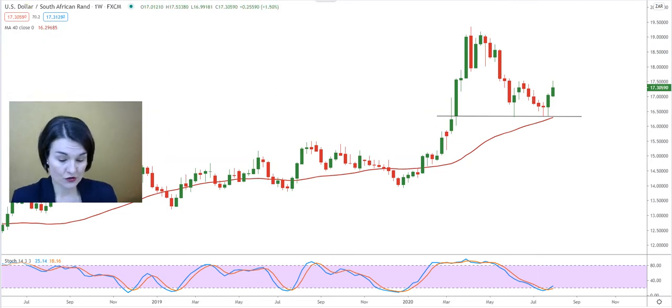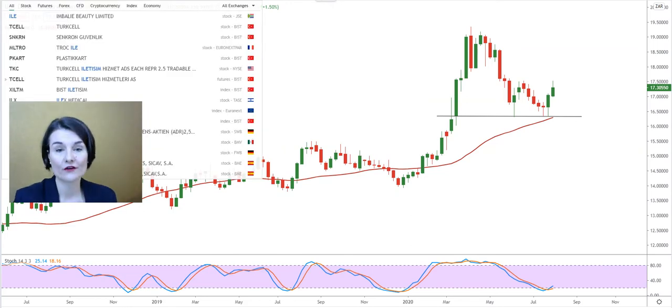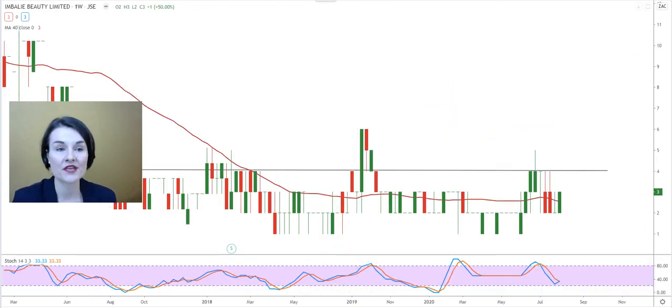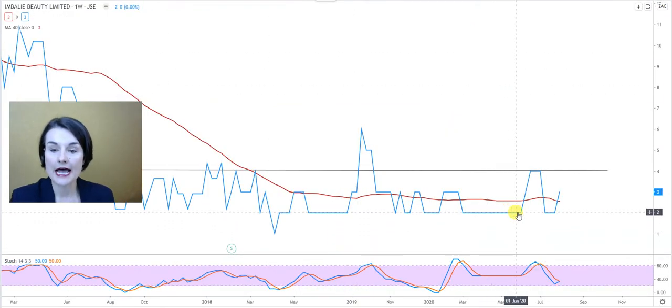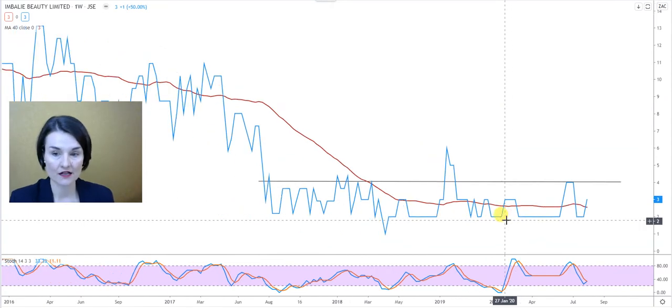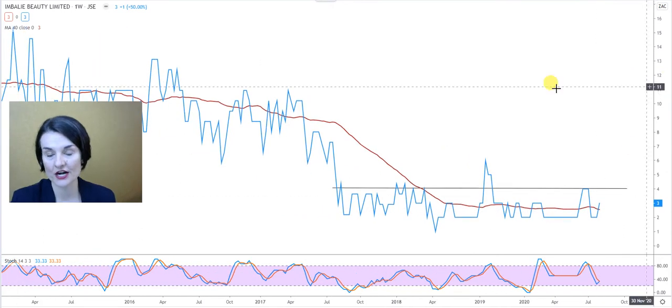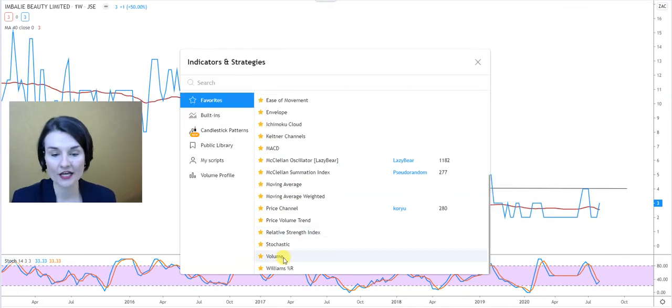Papi wanted us to look at whether there are any high probability setups for small caps. The only one I could find was Mbali, and I was particularly looking for something that could imply a Darvas model. A Darvas model is a long consolidation phase on a small cap share as well as a spike in volume.